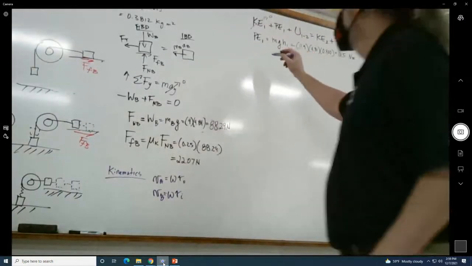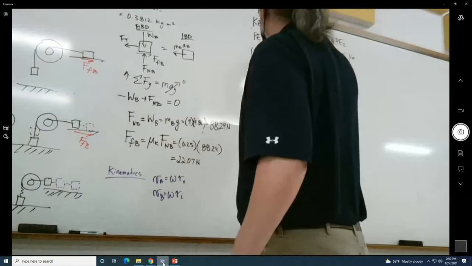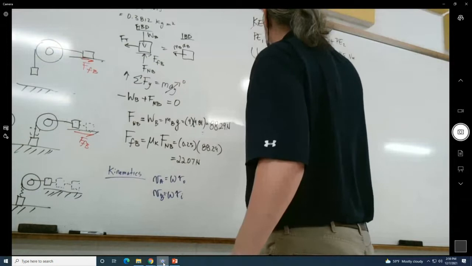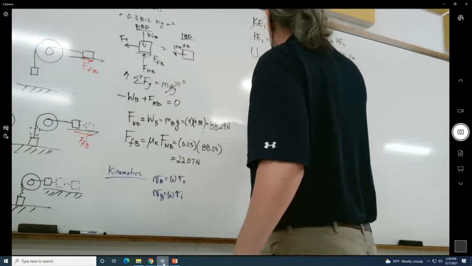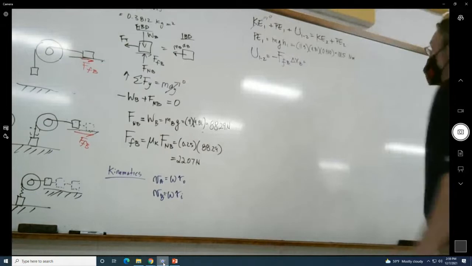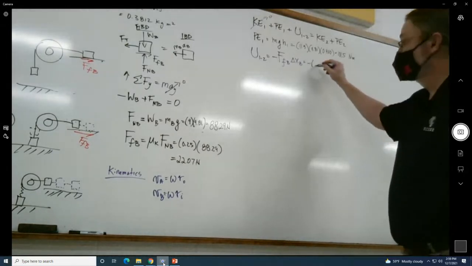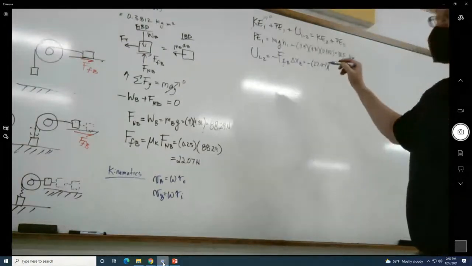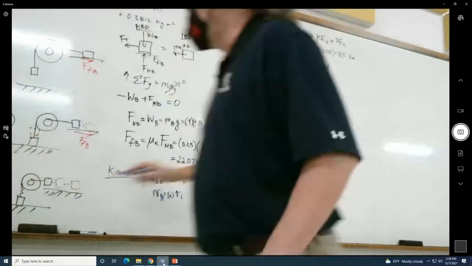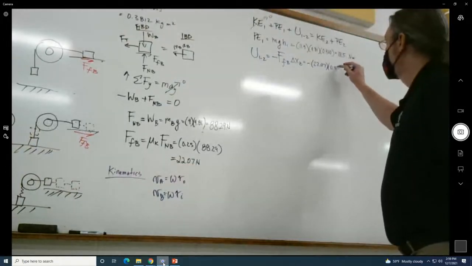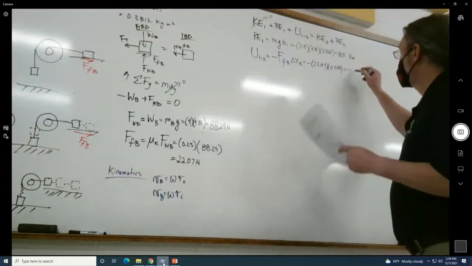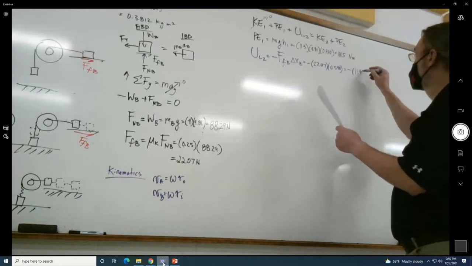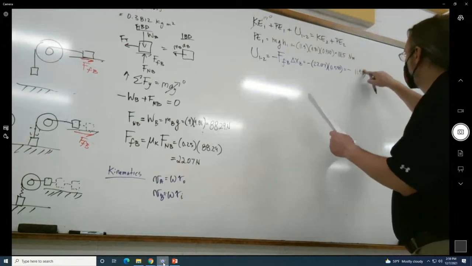So back over here, we'll say that the work that's going to be done is going to be negative F friction times delta XV, as we described it. We'll say 22.07, and we said this thing was going to move 0.54 meters. So a negative 11.92. I don't want to put parentheses.